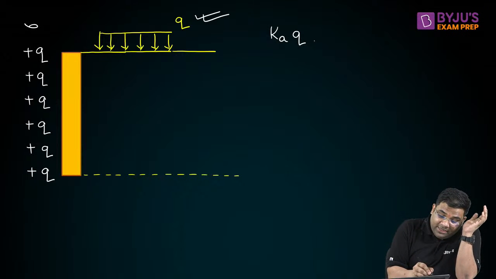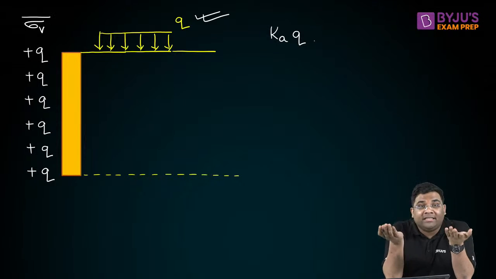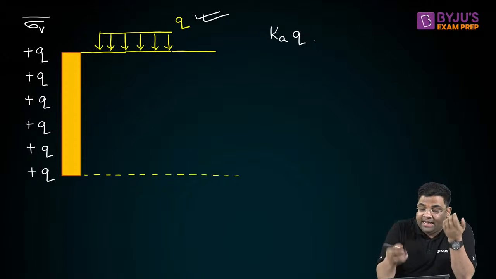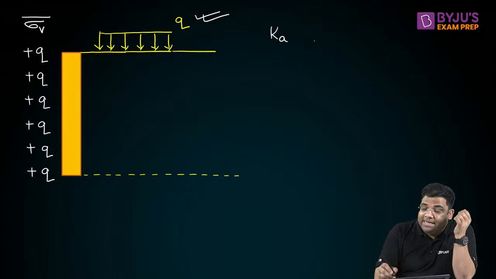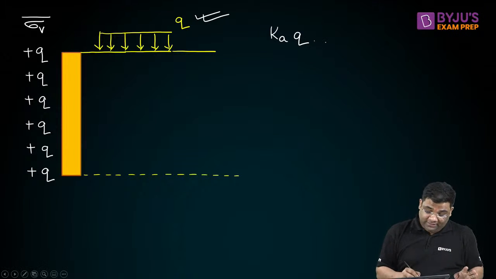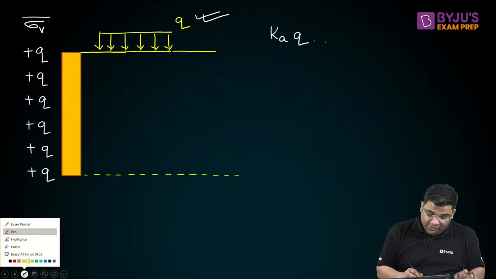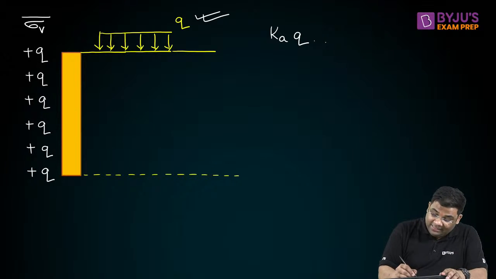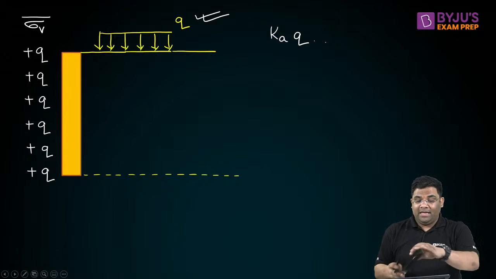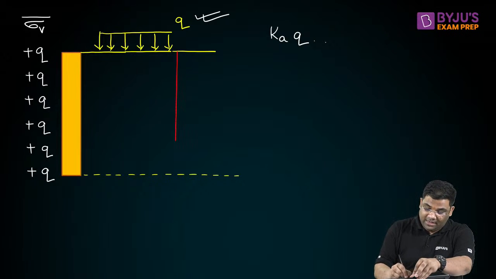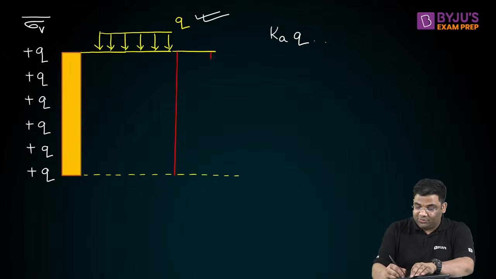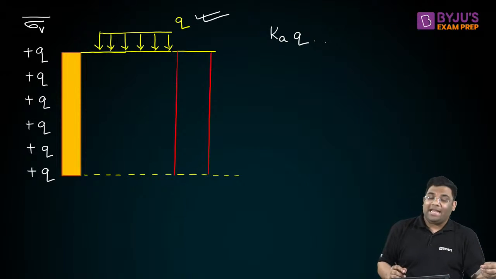Now, if this is the vertical stress increment due to the surcharge, what is the earth pressure? The earth pressure is Ka into vertical stress, that will become Ka into Q. So due to surcharge, I will get something like this. The distribution will be a rectangle like this.